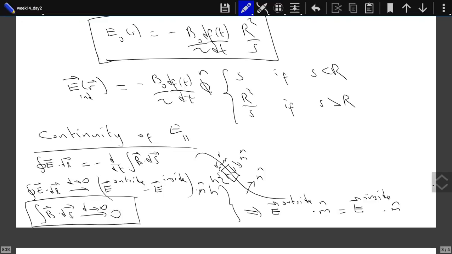This is always true for an arbitrary electric field. And for the parallel component, the change will be proportional to the surface charge, that's if there are any surface charges.